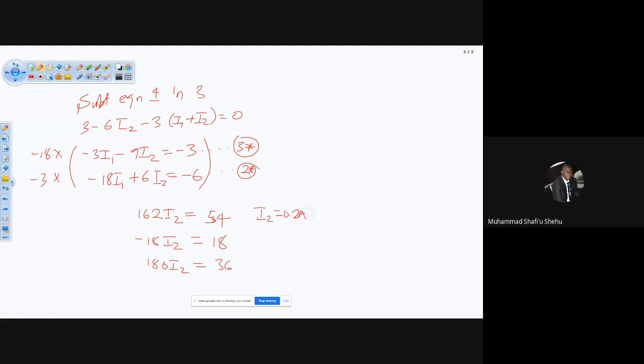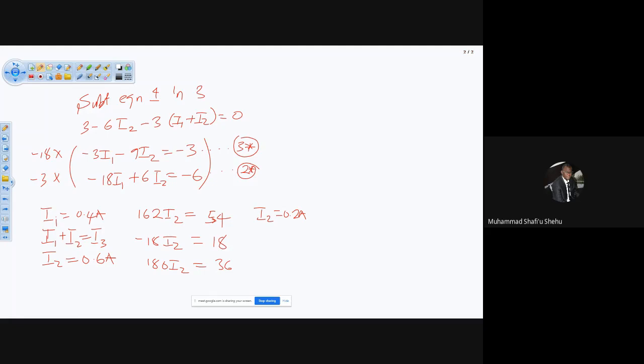Then our I2 is now going to be 0.2 ampere. So by substituting for I2 equal to 0.2 in any of the 2 equations, we're going to have our I1 as 0.4 ampere. And I3 also from equation 1, if you remember, I1 plus I2 is equal to I3. So I3 is the addition of I1 and I2, which is going to be 0.6 ampere. So we have I1, I2, and I3.